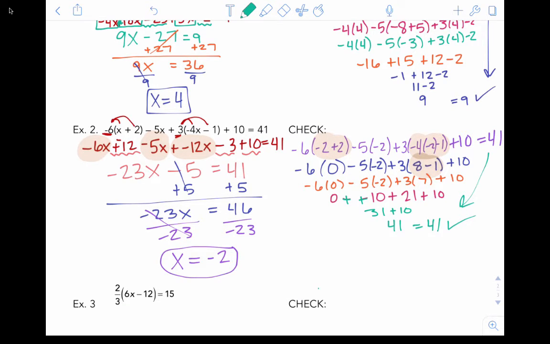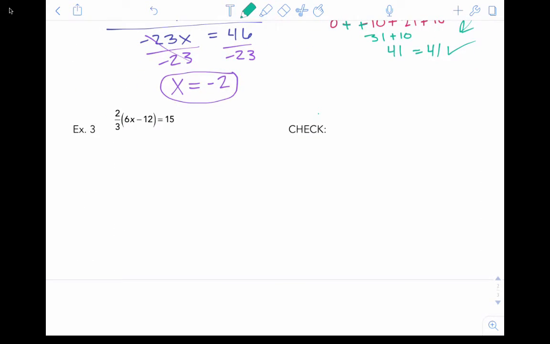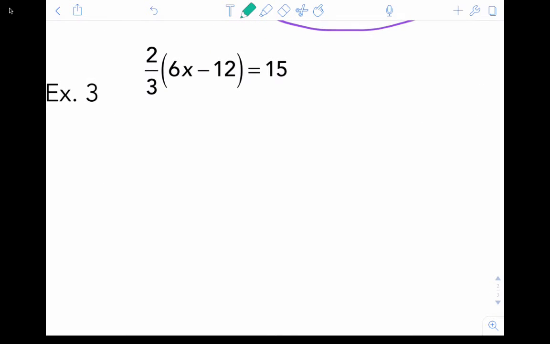All right, I believe I have one more problem to work through. So I'm going to work through this one with you, and then we will be done with these notes. So I have 2/3 times the quantity 6x minus 12 equals 15. So my steps tell me to distribute first.